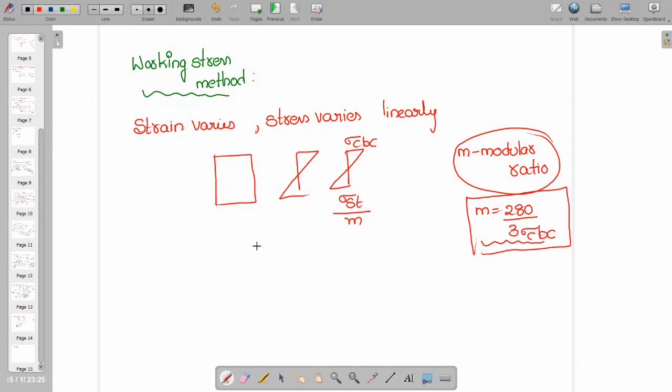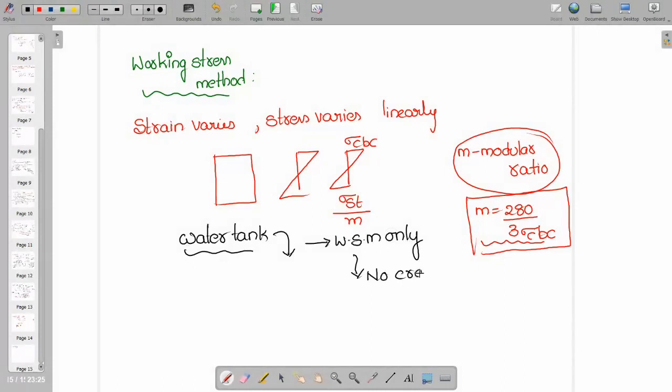Modular ratio is 280 by 3 sigma cbc. Next thing is, sir, actually, water tank design, or any liquid tank design, is followed using what, sir? Using working stress method only, because in working stress method, no cracks are allowed. We've seen the LSM method. In working stress method, no cracks are allowed. That is one of the important things I would like to tell you.